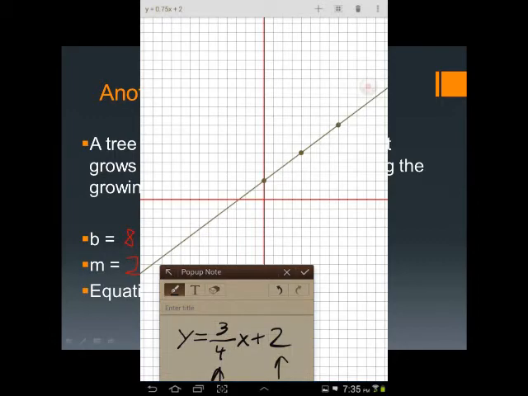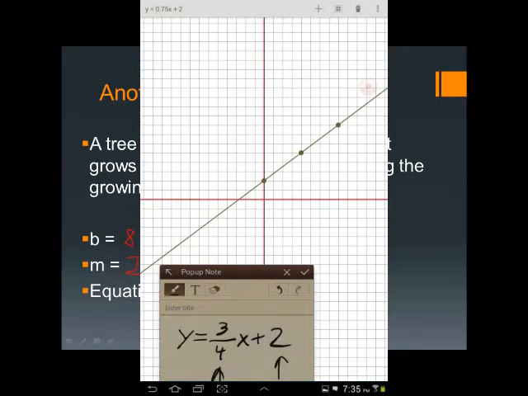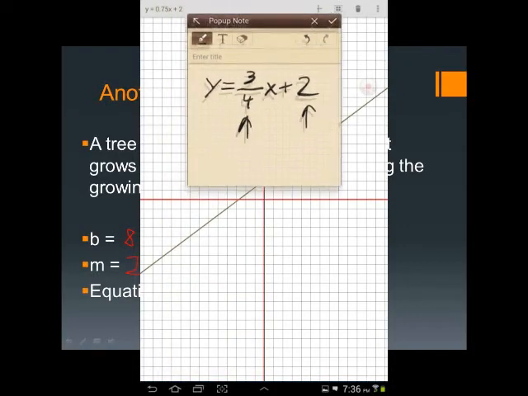Oops. Hopefully this is still working. Anyway, you do it a couple times on your paper, but since this is computerized, all I need are the 2 points. It automatically comes up.